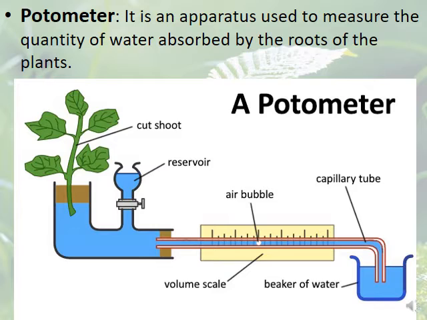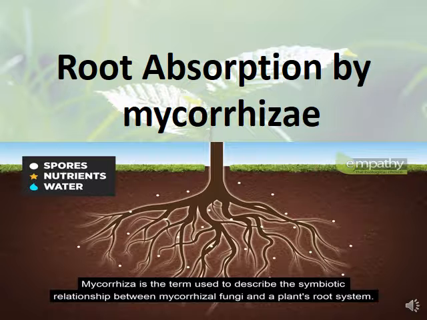What is the photometer? A photometer is an apparatus or an instrument used to measure the quantity of water absorbed by the roots of the plant. So this is called a photometer.